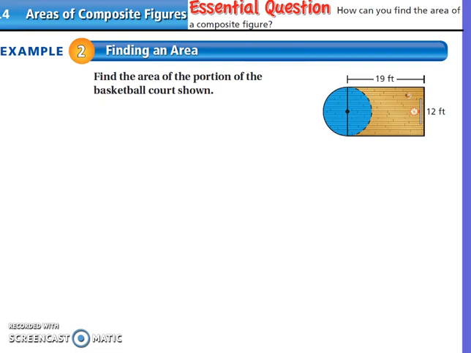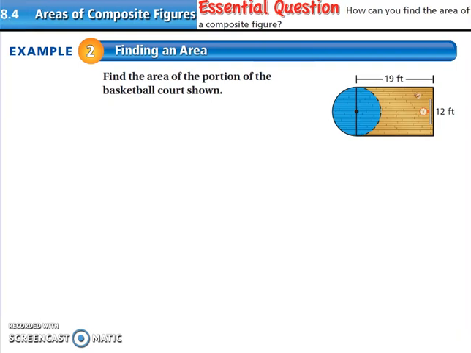My rectangle might be here, while my semicircle is that blue area that I didn't color red. So if I find the area of this red rectangle and add it to the area of that blue semicircle, together I'll have the area of the entire figure shown. So to find the area of the portion of the basketball court shown here, I'm first going to split it up into that rectangle and then the semicircle.